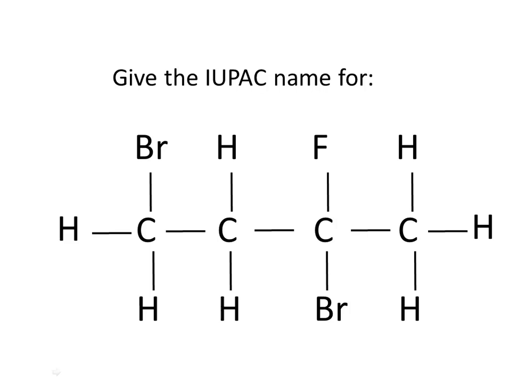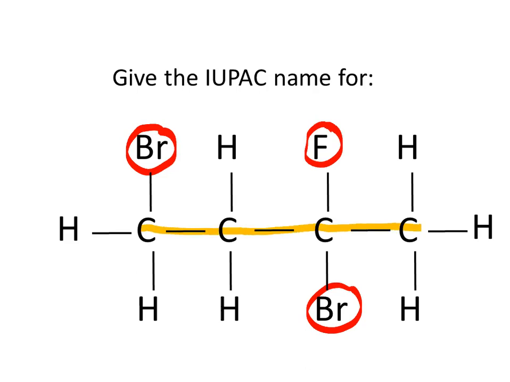Give the IUPAC name for this compound. Pause until you've done that yourself. So here we can see the presence of the halides that are connected to this main chain. So there's only one main chain possible. So it's a butane compound here.